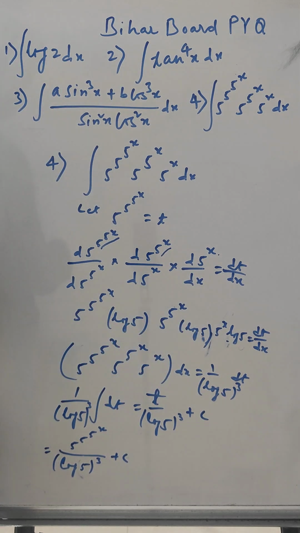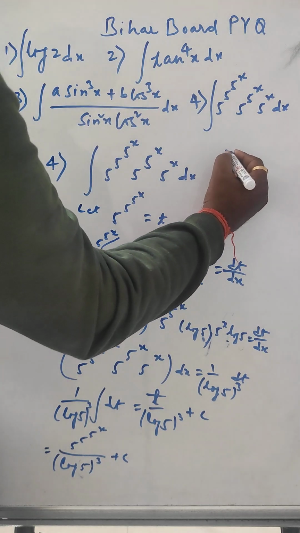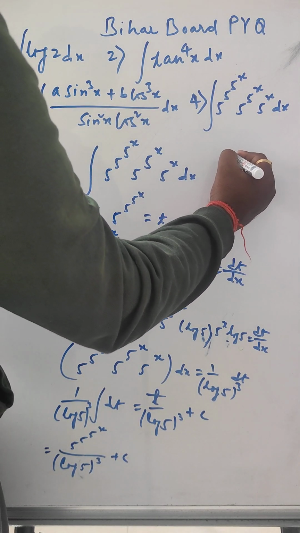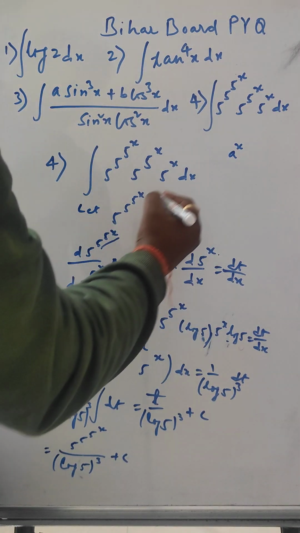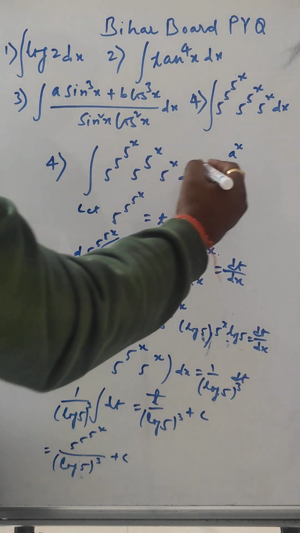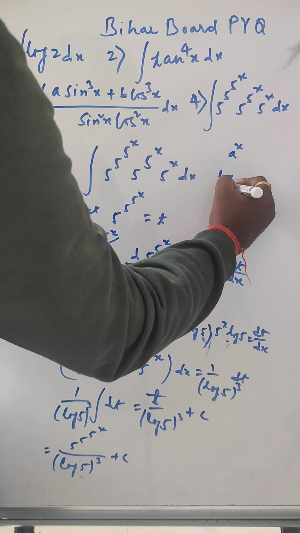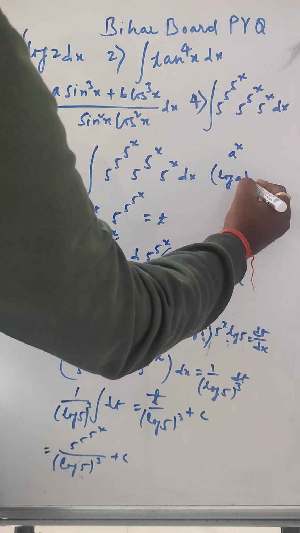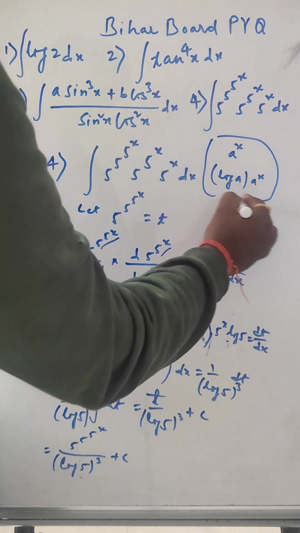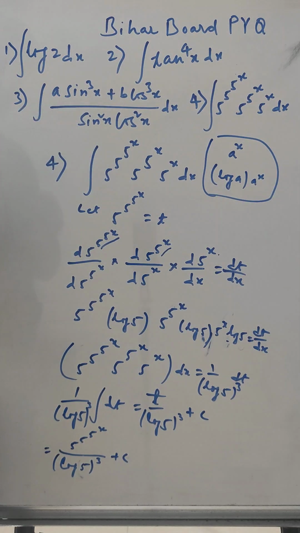So this is a differentiation formula. If you remember this, what is the formula over here? a to the power x. So the differentiation of a to the power x is what? a to the power x into log a. This is the formula. So you should remember this.